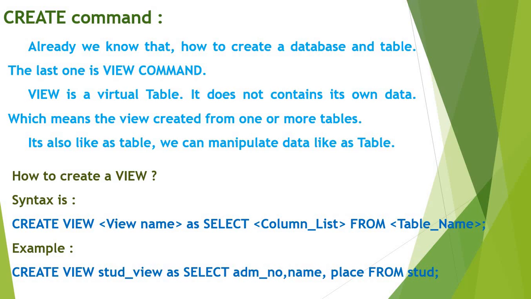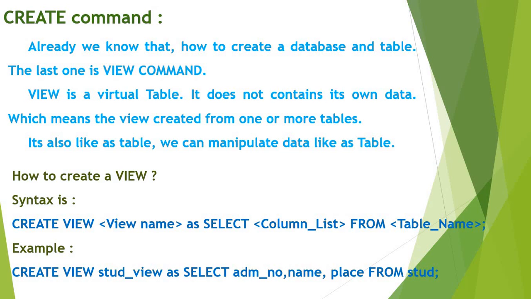We already know that everything has some format and syntax, so here we also have some syntax. The syntax is: create view view_name as select column_list from table_name, ending with a semicolon. I have already said that the view does not contain its own data. Then how does it contain data? We select data from some other tables, maybe one, two or more than one table, and store it into the view. The view also executes like a table.